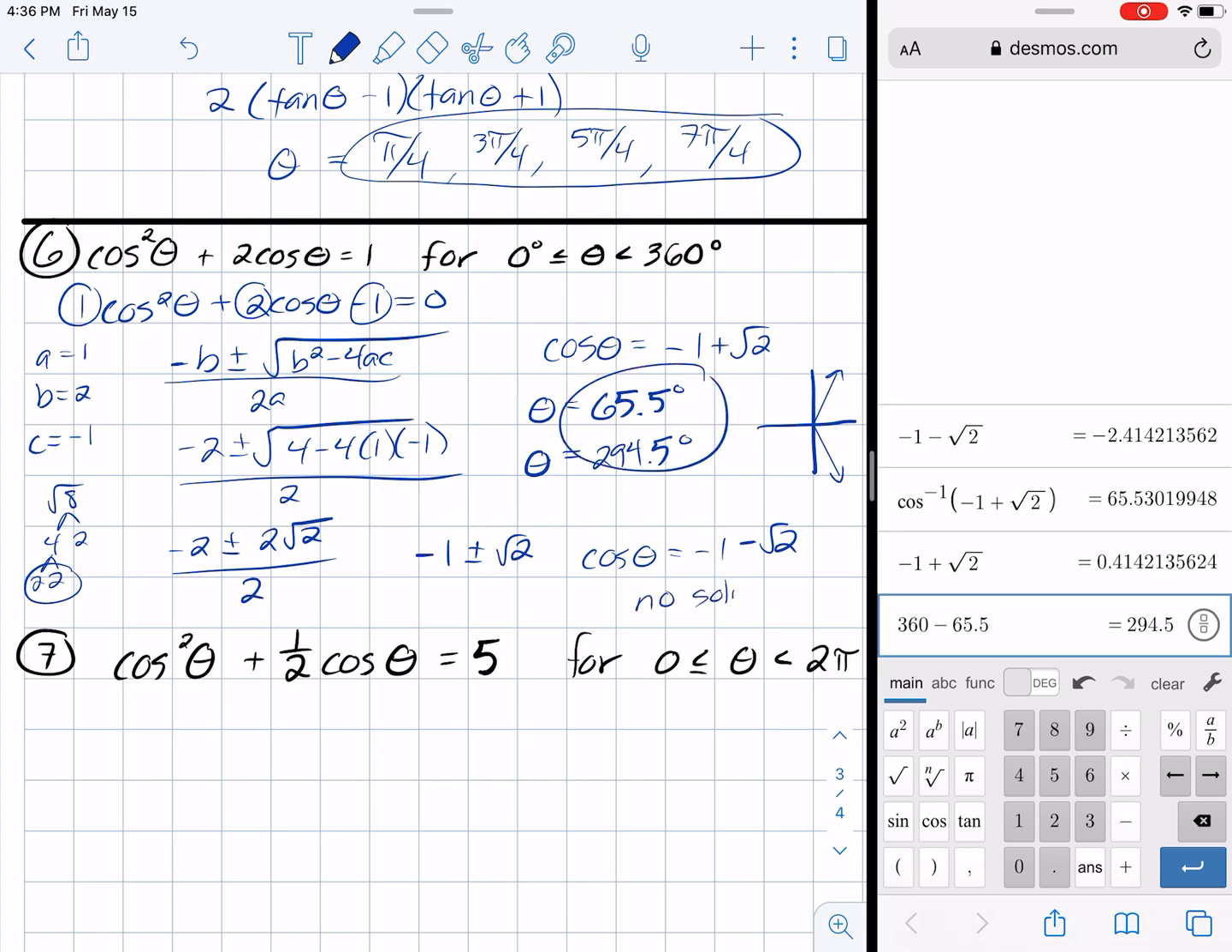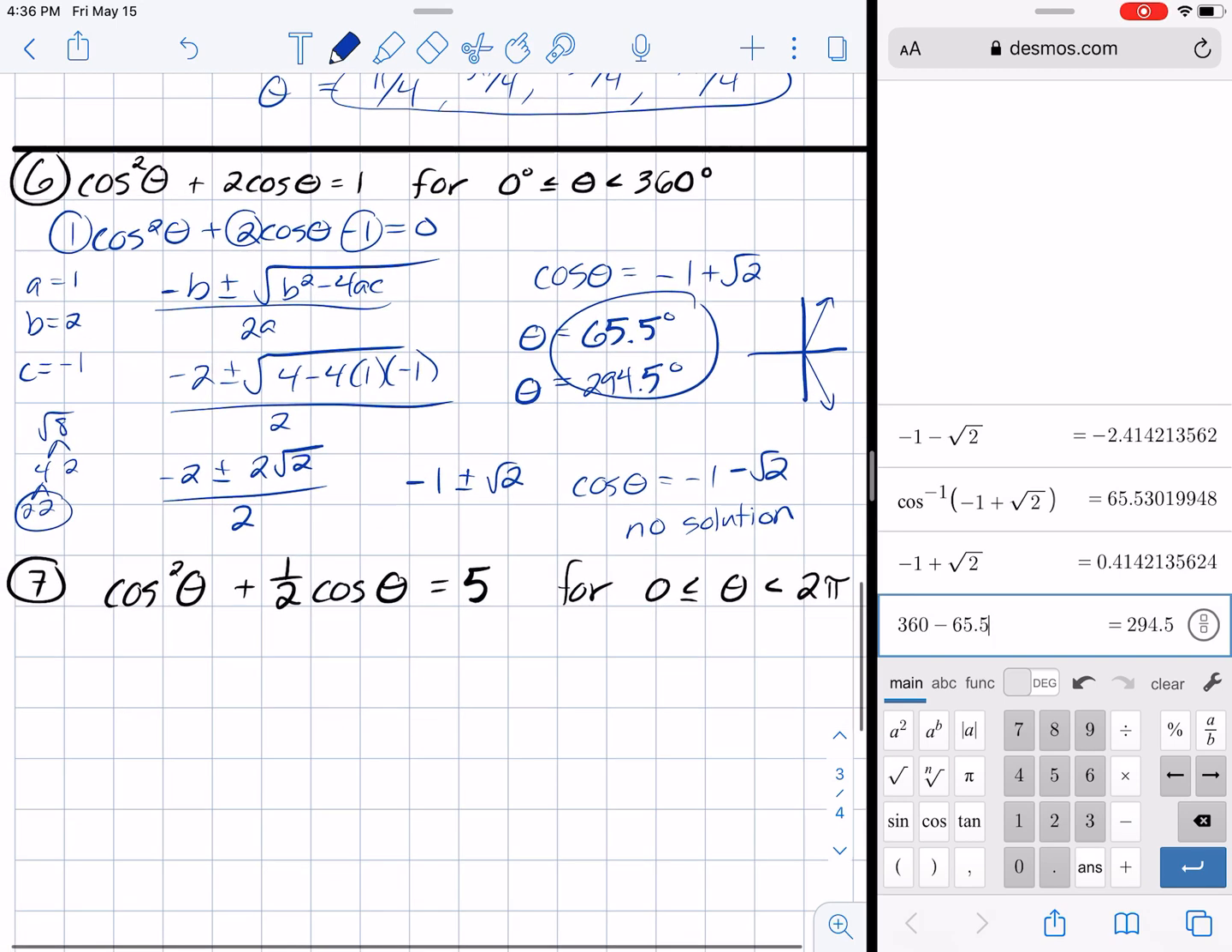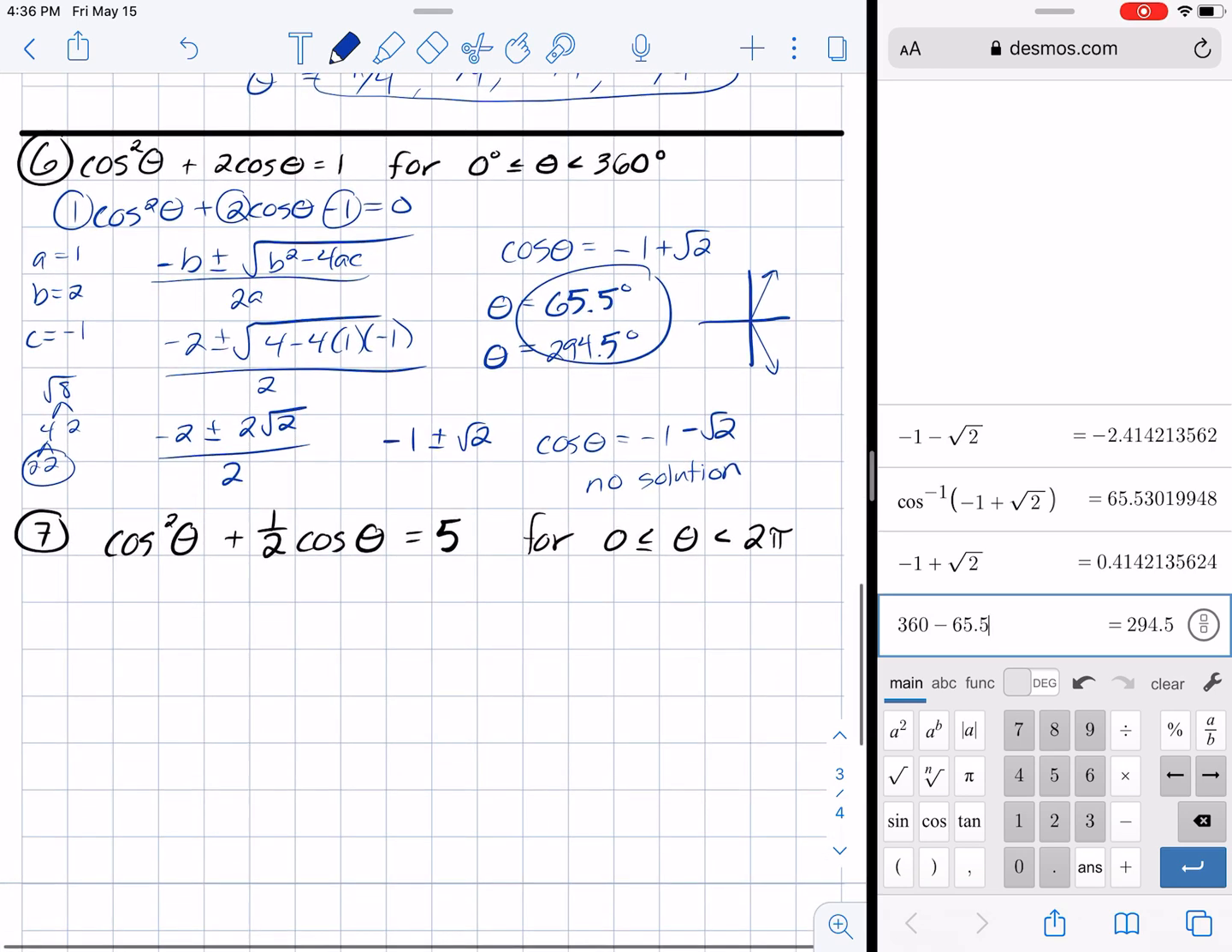No solution for the other ratio because cosine is undefined when our ratio is greater than 1. Okay, probably an extra credit problem on the quiz. Let's do one last one. Our domain is restricted in radians. Get everything on the same side.